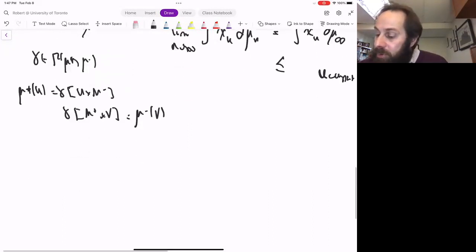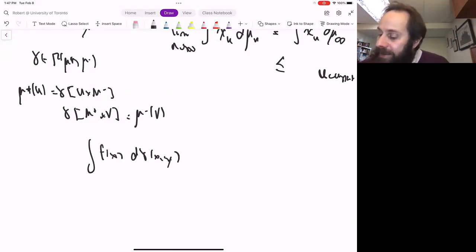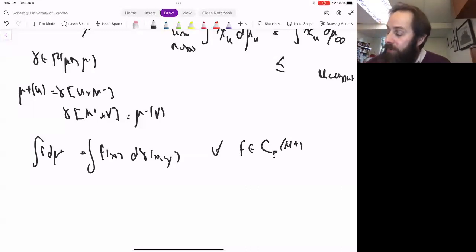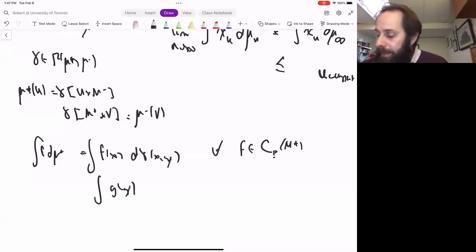Another definition that you could use is that the integral against gamma of a continuous function depending only on x is the integral of f against mu. And then there's this question of, do I insist that it be compactly supported or go to 0 at infinity or just be bounded? But in any case, f would be continuous. And similarly on the other side, the integral of g(y) d gamma(x,y) should be the integral of g d mu minus.